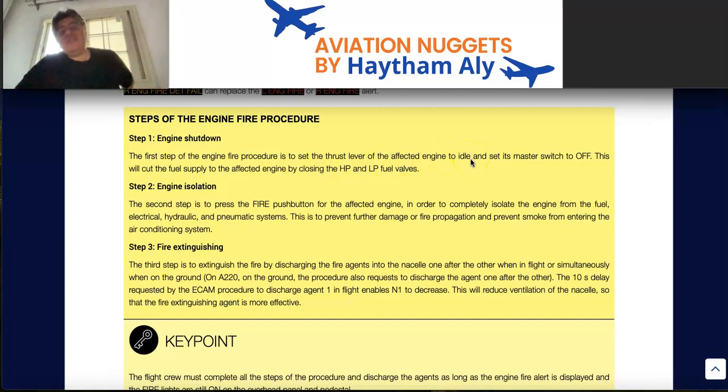This is to decrease the ventilation of the nacelle, because when you deploy the halon gas agent, it will be effective. And set its master switch to off.